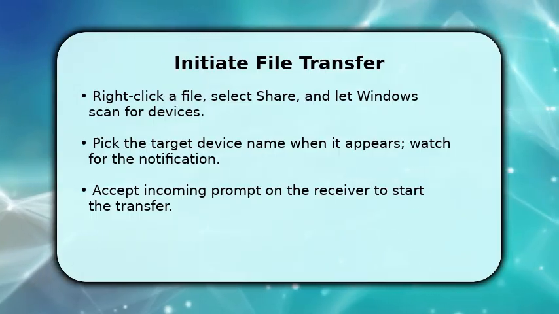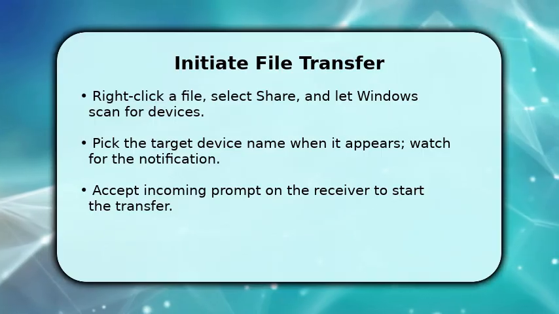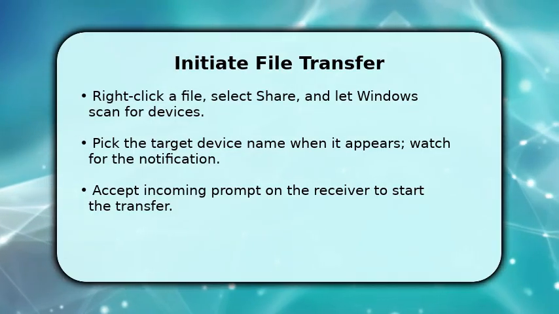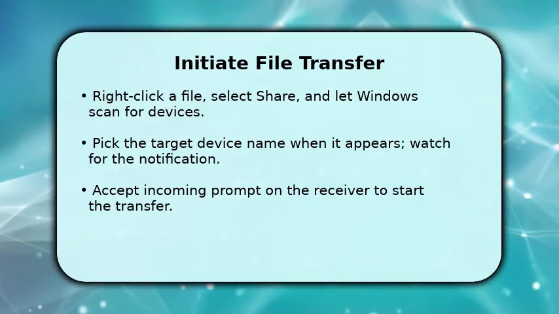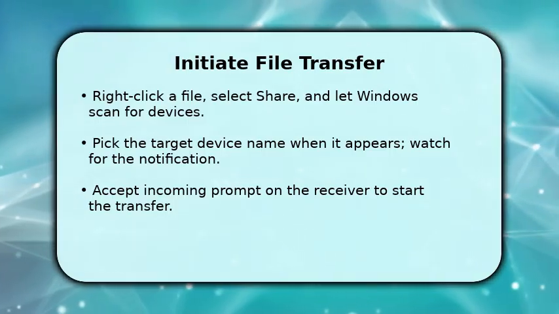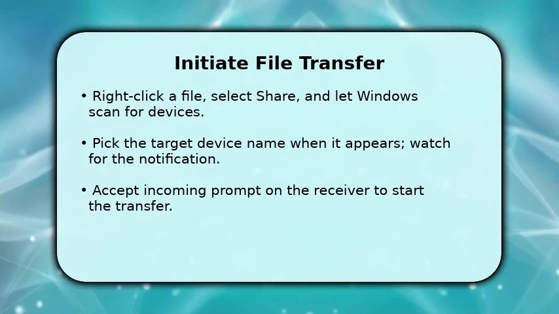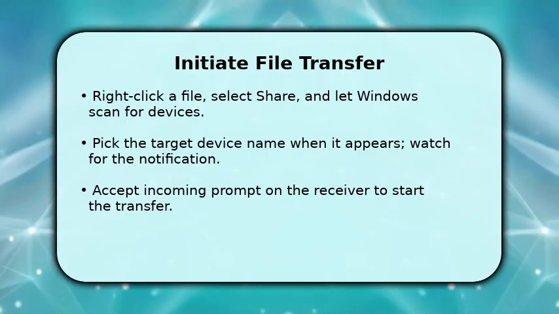On the receiving PC, the user will see a notification asking to accept the transfer. Make sure they accept promptly because the offer times out. While the connection negotiates, Windows may switch between Bluetooth and Wi-Fi direct to optimize speed. That's normal and improves transfer performance.